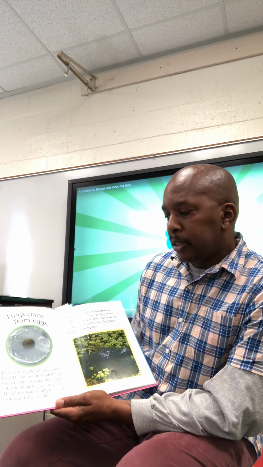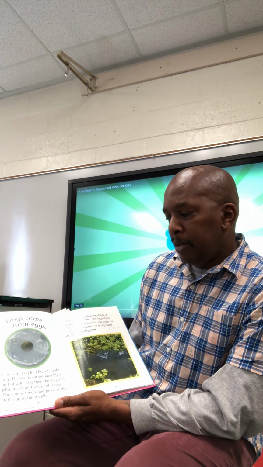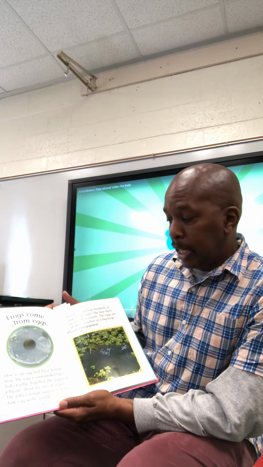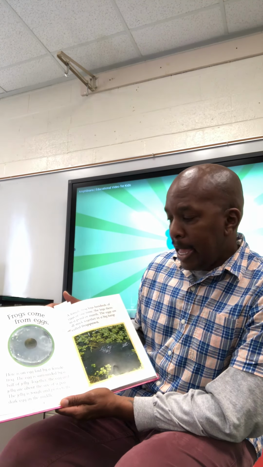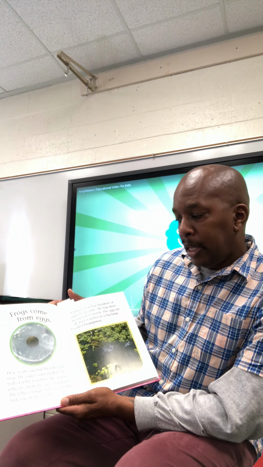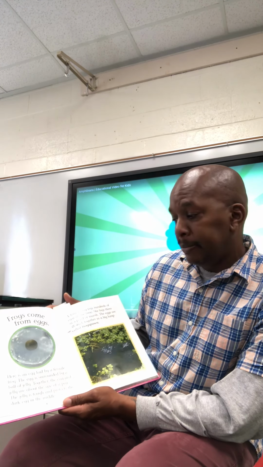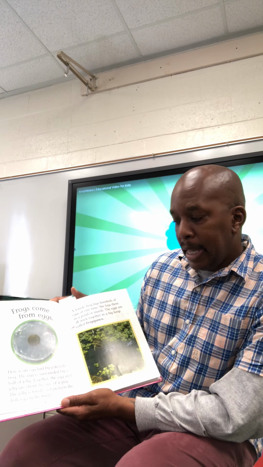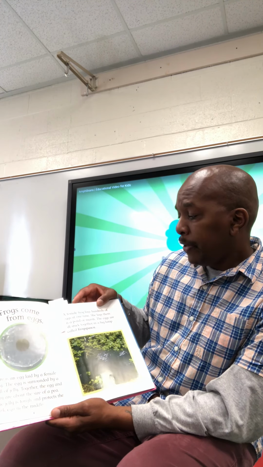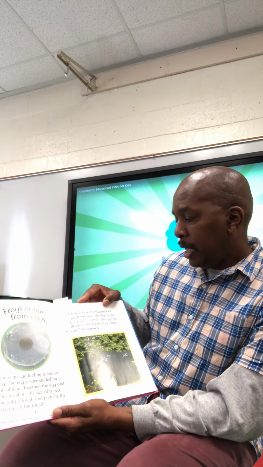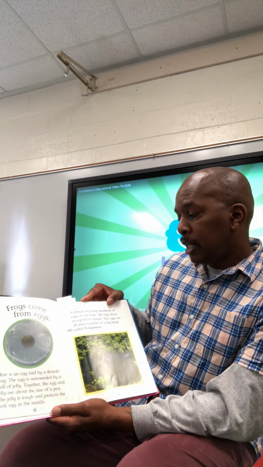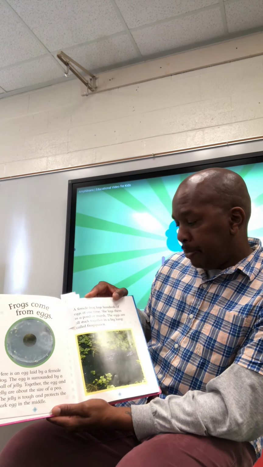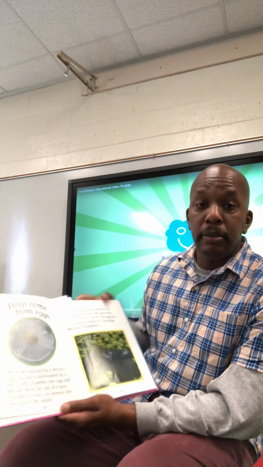Frogs come from eggs. Here is an egg laid by a female frog. The egg is surrounded by a ball of jelly. Together, the egg and jelly are about the size of a pea. The jelly is tough, protects the dark egg in the middle. A female frog lays hundreds of eggs at the same time. She lays them in a pond or marsh. The eggs are stuck together in a big lump called frog spawn.